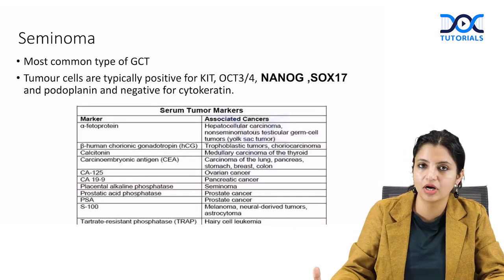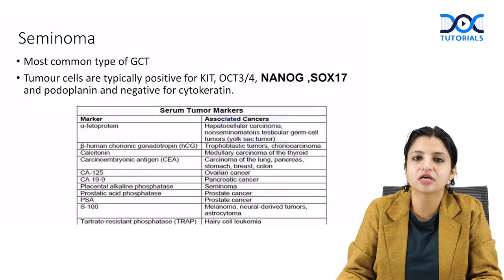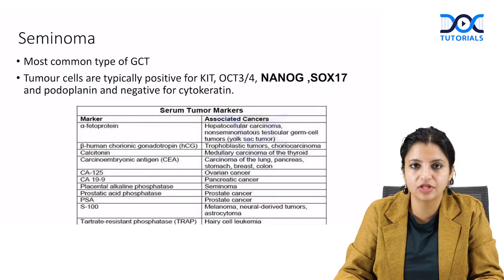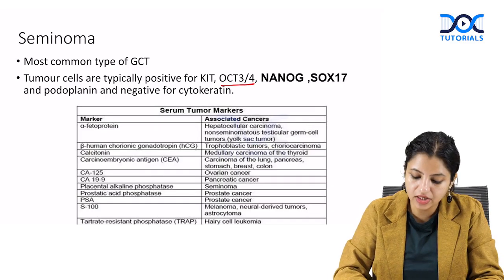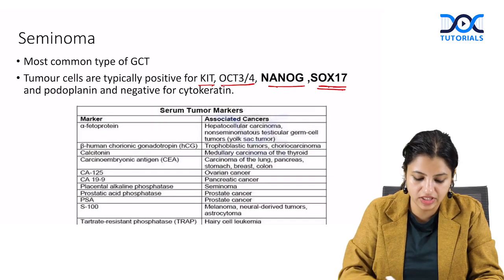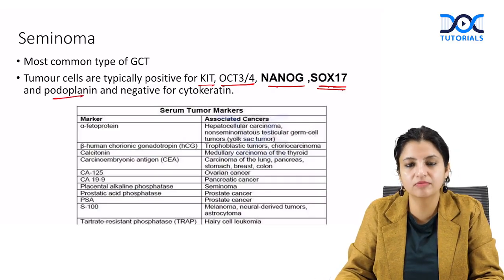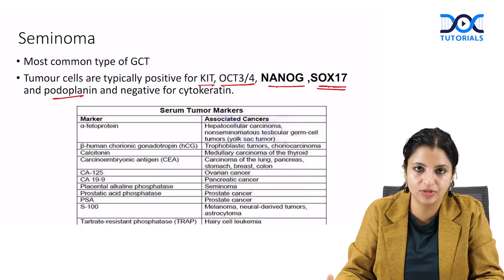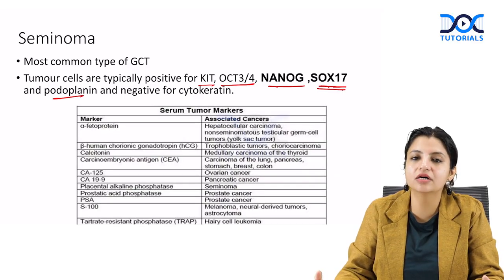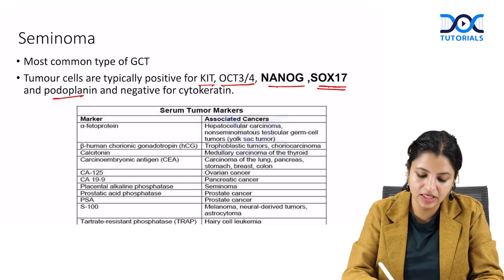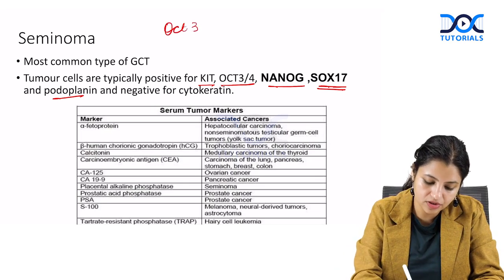Whenever I talk about markers of seminoma, remember seminoma is one of the most common germ cell tumors, and the markers that we typically use for them are OCT3-4, KIT, NANOG, SOX17 and podoplanin. So these are very common markers which are used. Remember this, basically seminoma arises from germ cell neoplasia in situ, and these markers are basically markers of pluripotent cells. So that is why you have to remember them very nicely. So it has to be OCT3-4, KIT, NANOG.